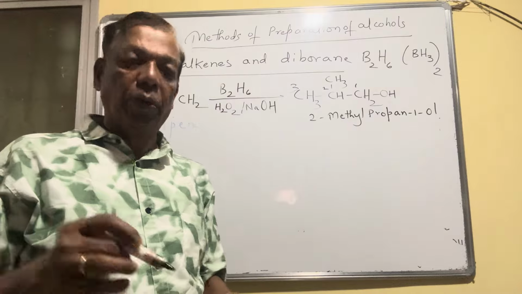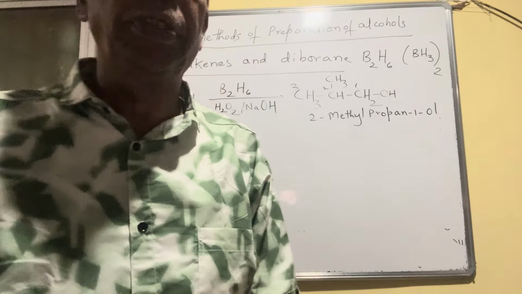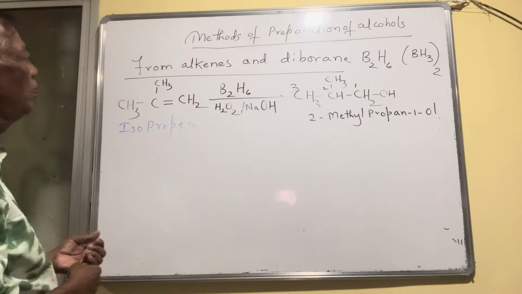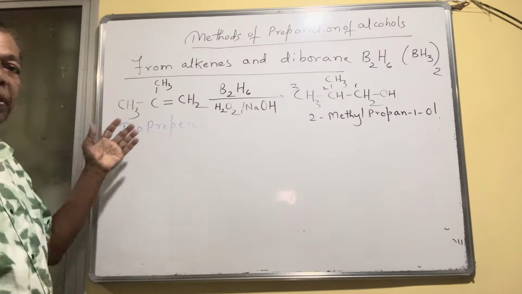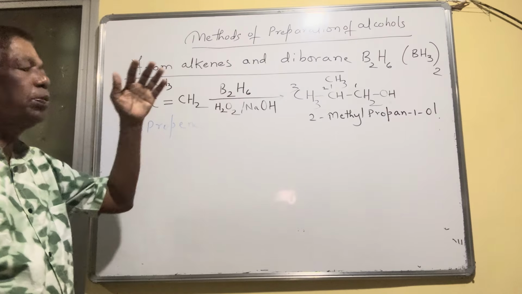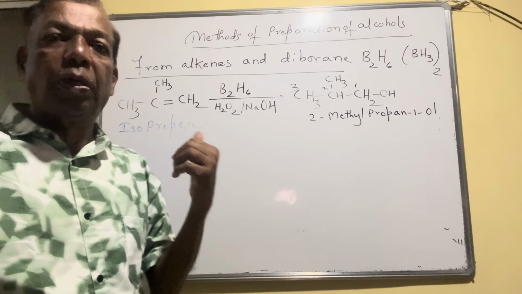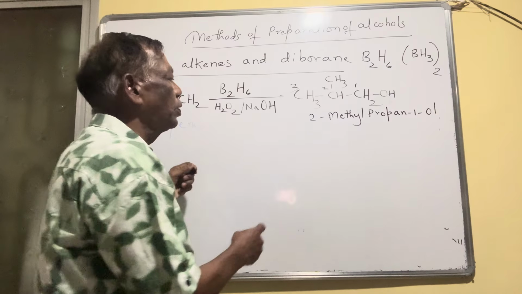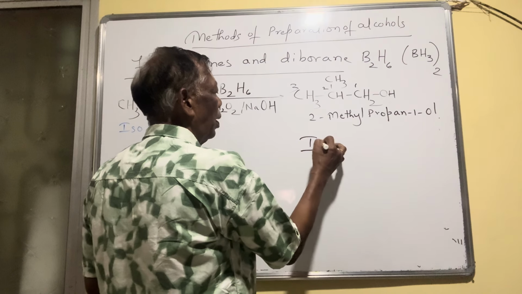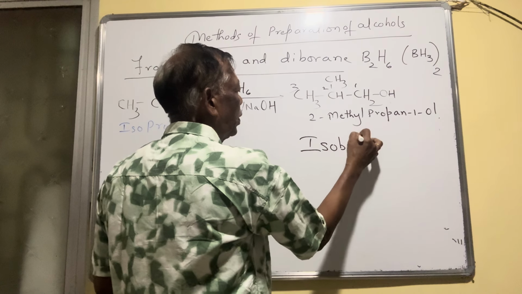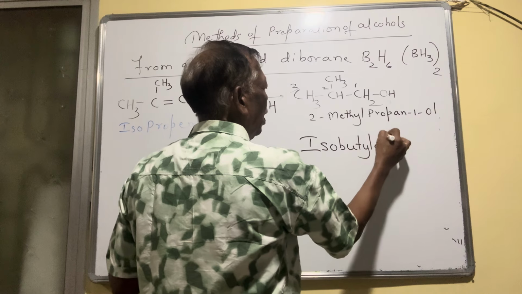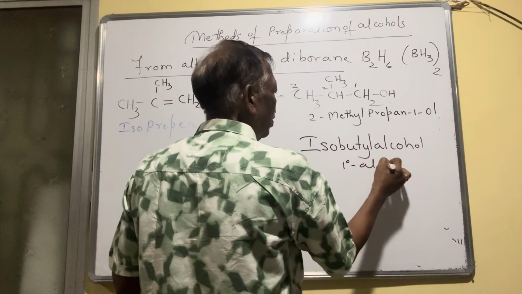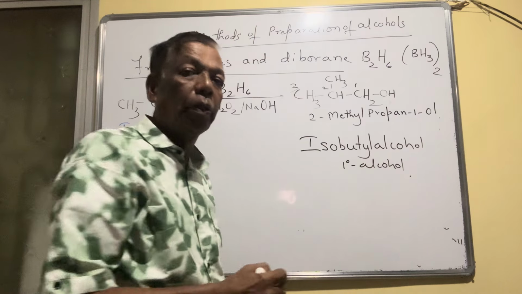Remember this reaction. Go through it for the methods of preparation of alcohol. Now the question is, how will you convert propene into n-propyl alcohol or isopropene into isobutyl alcohol? This is also named isobutyl alcohol, and remember this is a primary alcohol. Okay, all right.